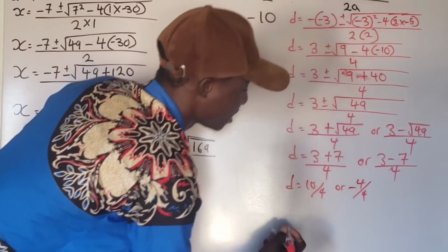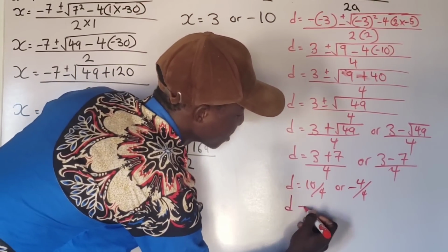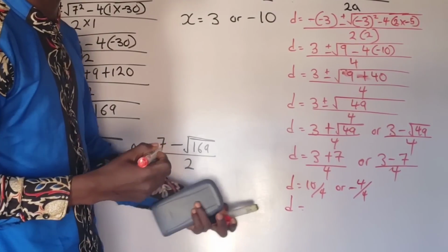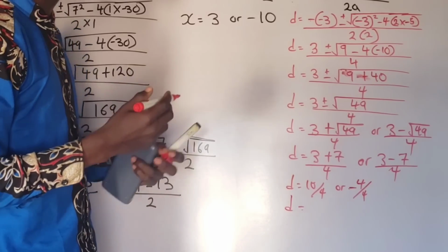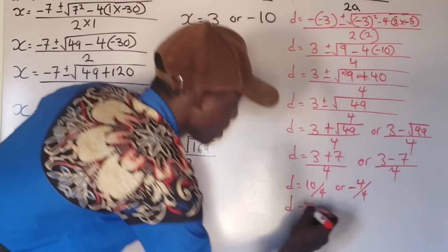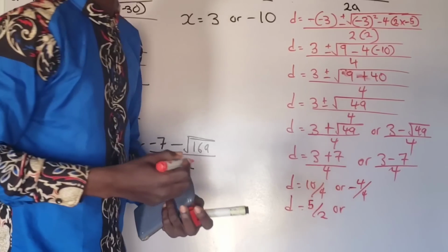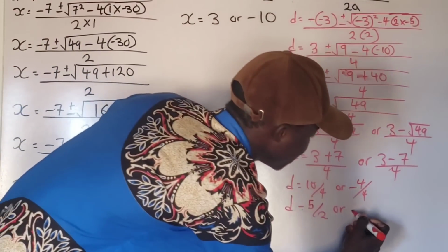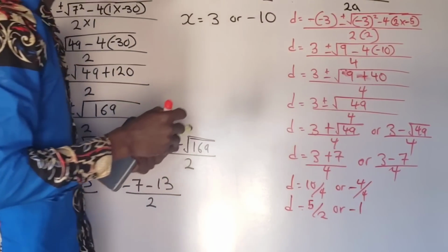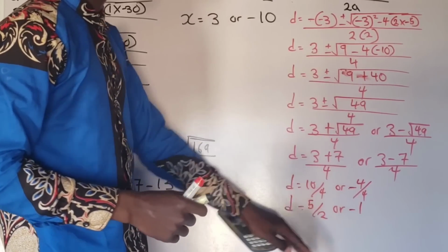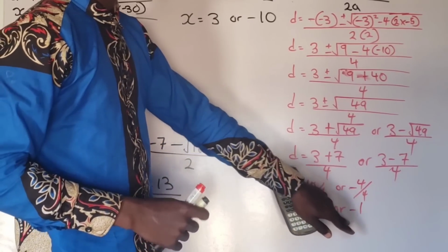Now from this point, we can reduce this fraction. 10 divided by 4 is 5 over 2, as we divide the numerator and the denominator by 2. So I'm going to have 5 over 2, or -4 divided by 4, that will be -1. So the value of D that makes the quadratic equation 2D squared minus 3D minus 5 equals 0 is D equals 5 over 2 or -1.